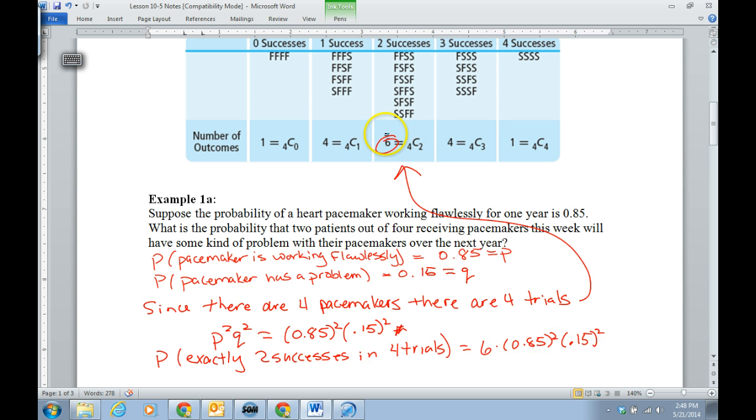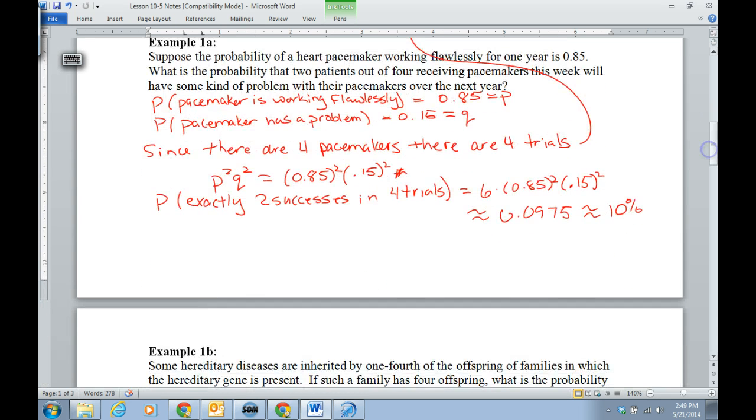6 comes from up here. We know that we're picking this column right here, and there's 6 possible combinations or arrangements of it. If you put this in your calculator, it comes out to be about 0.0975. And if you round that up, it ends up being about a 10% chance of having 2 of them fail in the next year. I'll move that up so you guys can see it a little better.